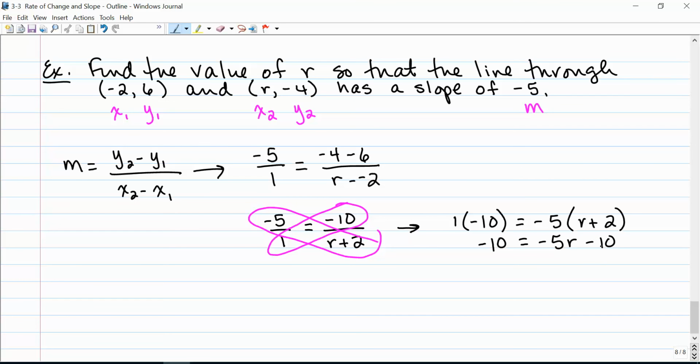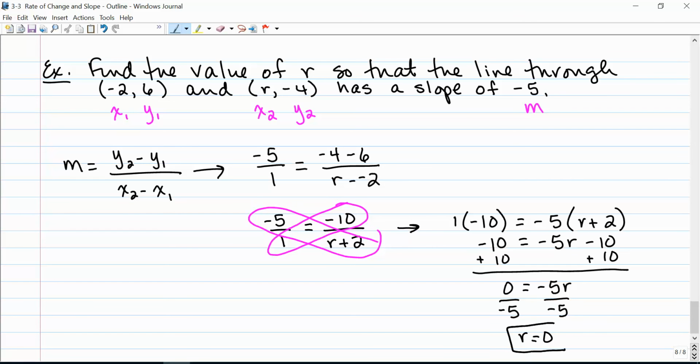Okay, and adding 10 to both sides gives me 0 equals negative 5r. And dividing both sides by negative 5, I get that r equals 0. So when my x-coordinate here is 0, then this line has a slope of negative 5.